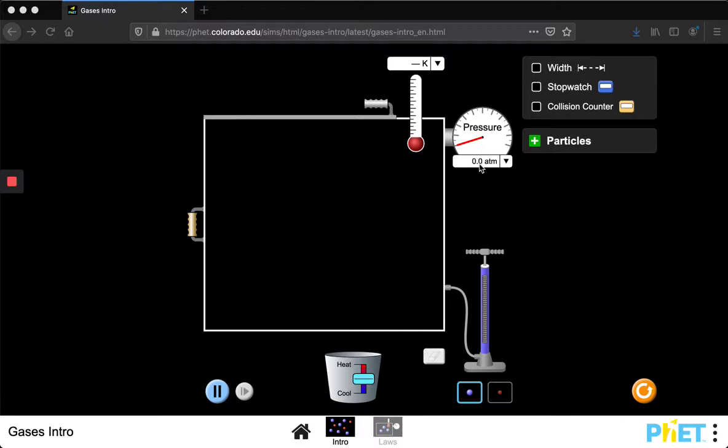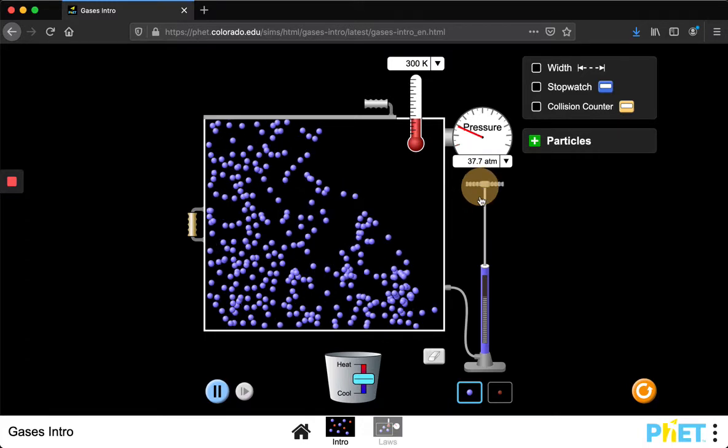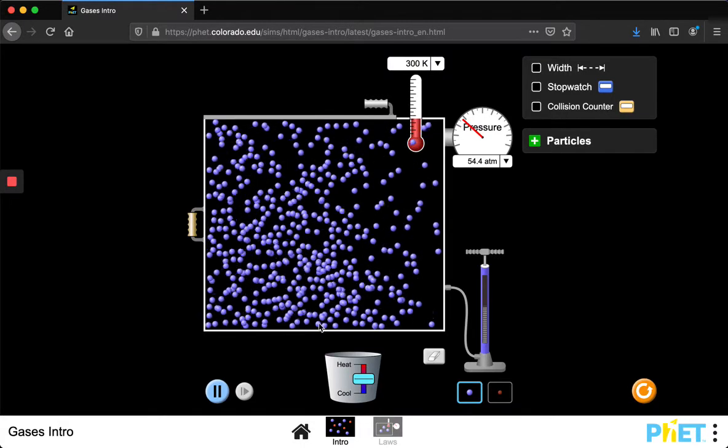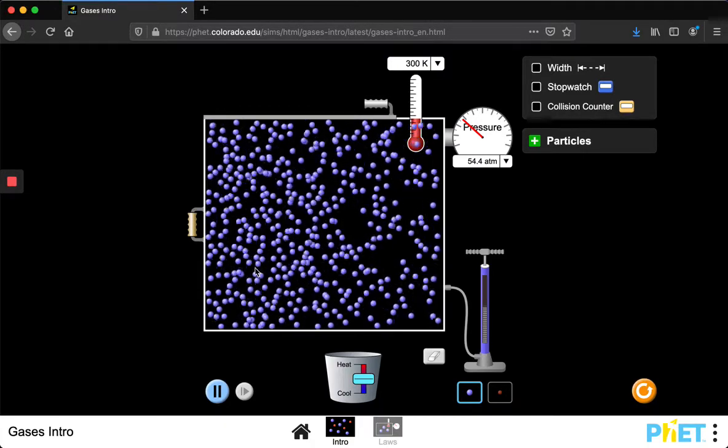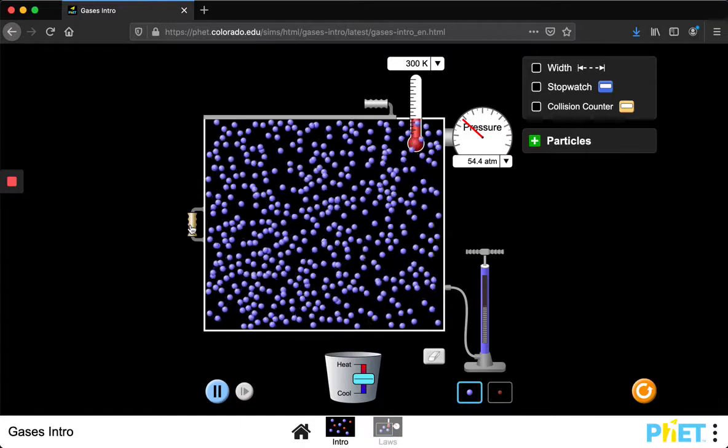You can see at the moment the pressure is 0 because there's no particles in the container, so there's no particles hitting the walls. Now, I'll put a couple of pumps of particles in there. You can see the pressure is increasing. See that pressure going up? So the more particles there are, the higher the pressure, and the reason is because the more particles there are, the more particles are colliding with the walls of the container.